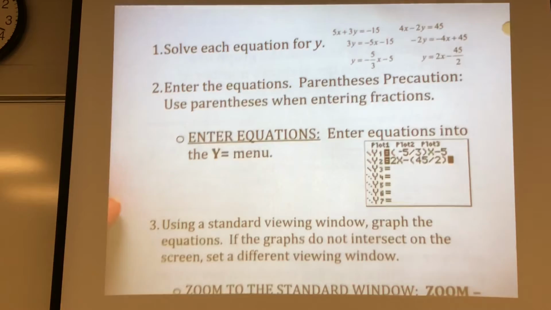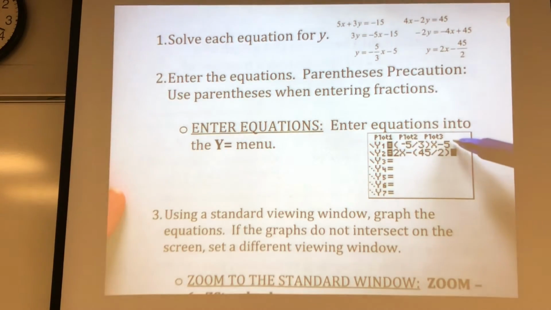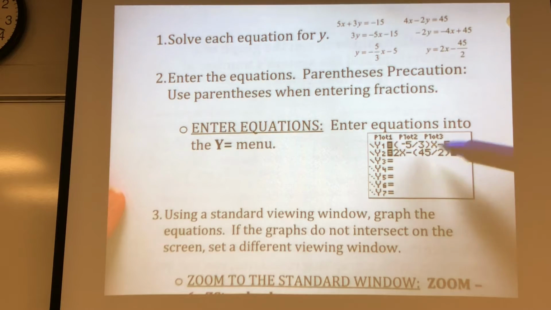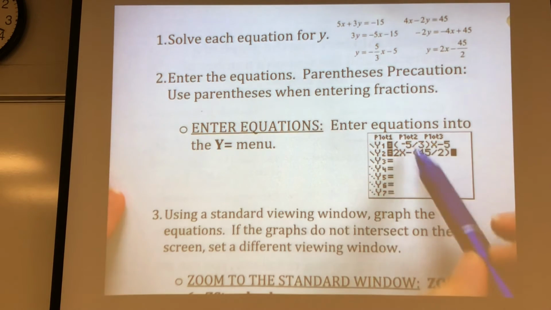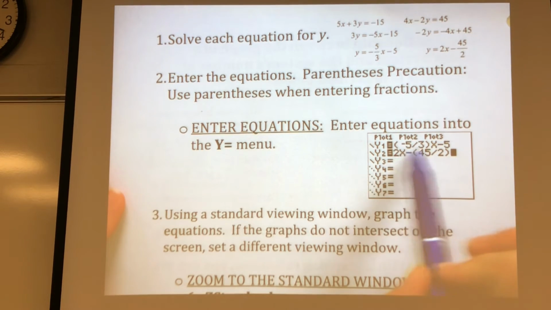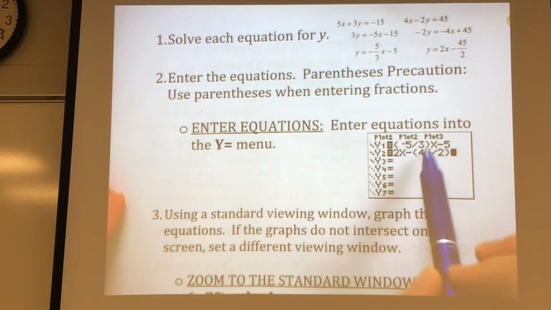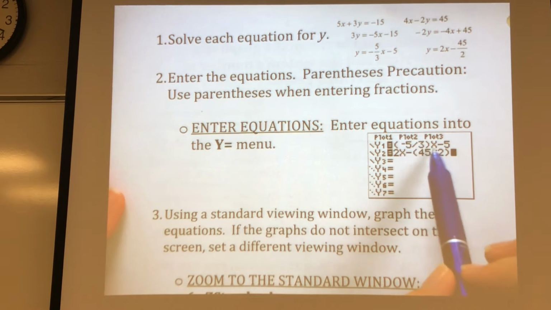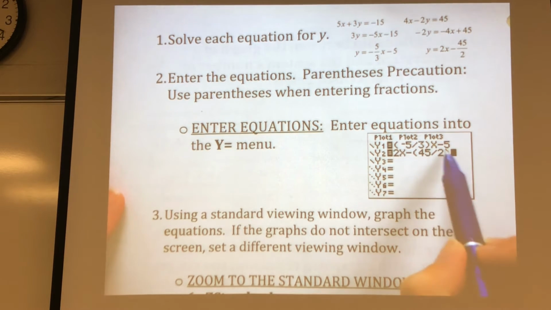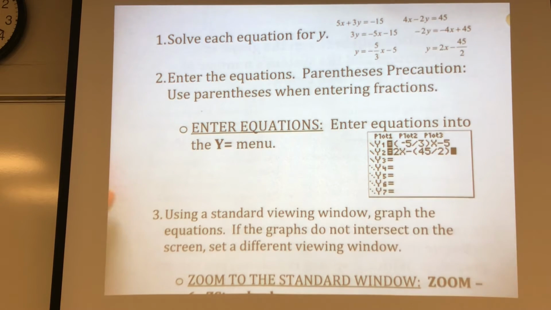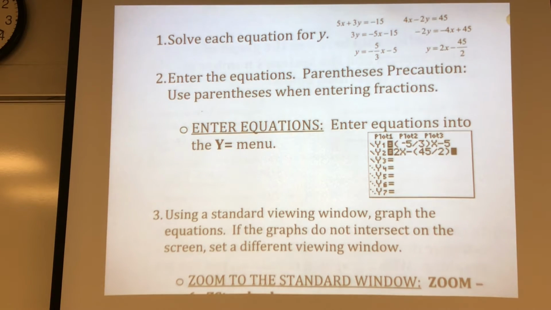All right, so now you want to go to your graphing calculator. Type those equations into your y1 and y2. Please note, use parentheses when entering fractions. Some of your calculators, when you put a fraction in, write it horizontally. If it does that on your calculator, you have to have parentheses around it. So parentheses, -5/3, parentheses, x minus 5, or 2x minus parentheses 45 divided by 2. So go ahead and type that in. If you need to hit pause to stay caught up, please do. Because after you type those in, you're going to hit graph.